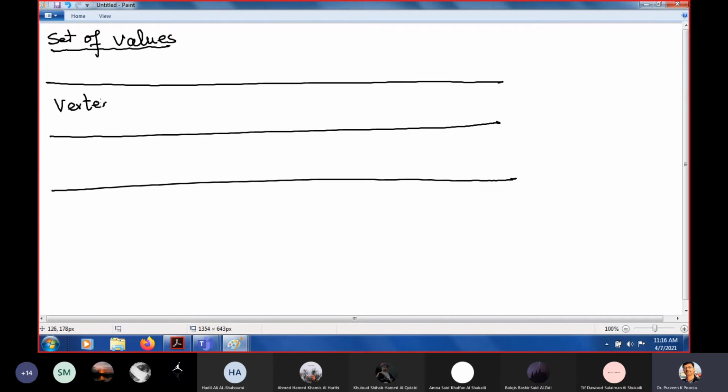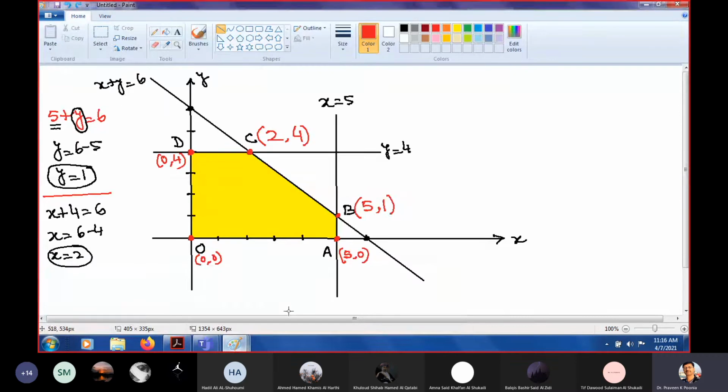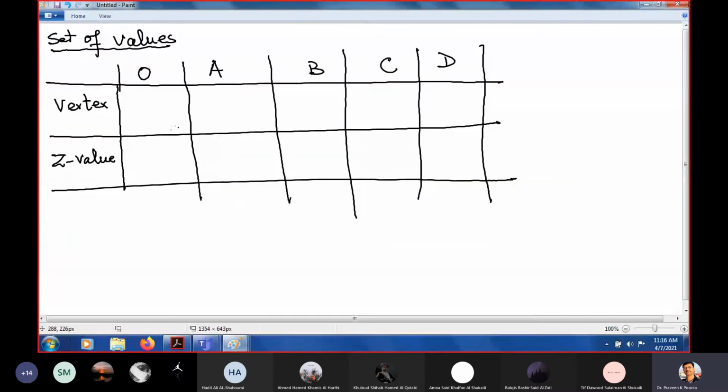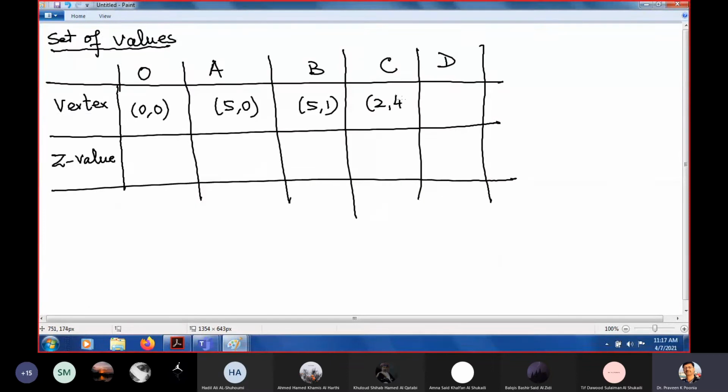Here it is the vertex, and here it is the Z value. How many vertices are there? O, A, B, C and D. These are the 5 vertices. What are the coordinates? Let us see. O is 0, 0, A is 5, 0, B is 5, 1, C is 2, 4 and D is 0, 4. So these are the vertices, you can say corners.